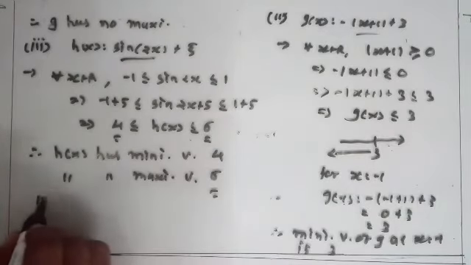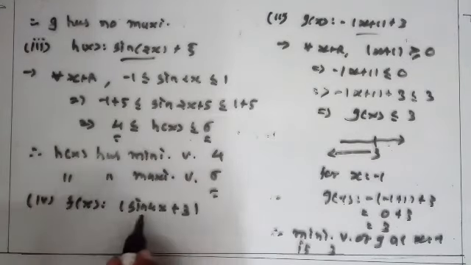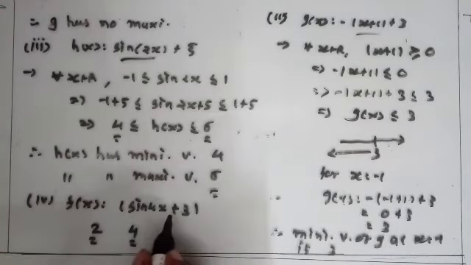Similarly, question number 4, f(x) = |sin 4x + 3|. Here the range of the sine function is -1 to 1. Add 3 on both sides. So -1 + 3 becomes 2, less than this function, less than 3 + 1 which becomes 4. So the value of f(x) lies between 2 and 4. So the minimum value is 2 and the maximum value is 4. Clear? Solve yourself.